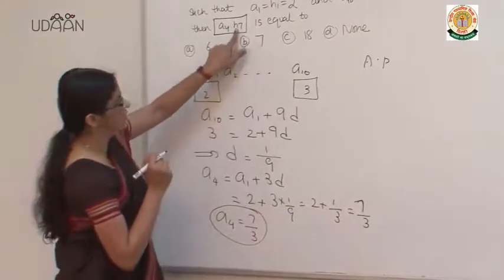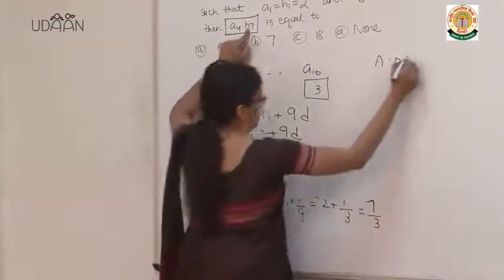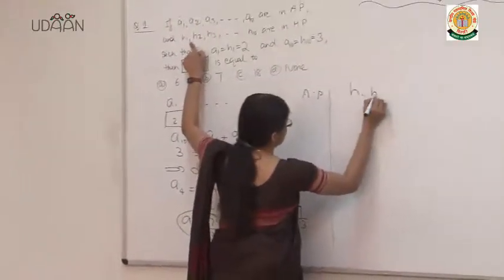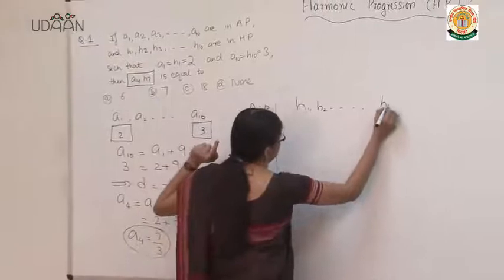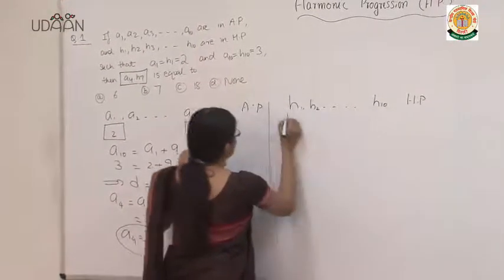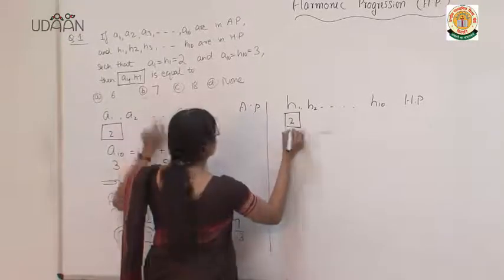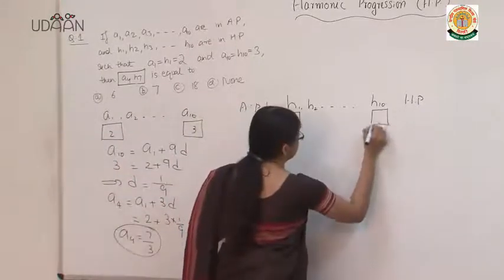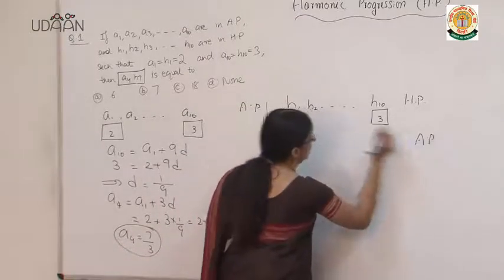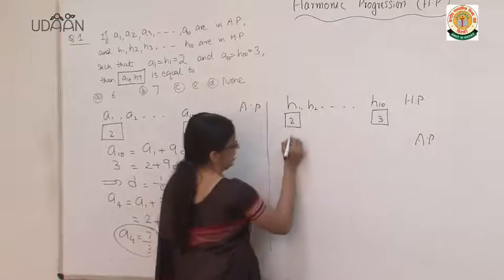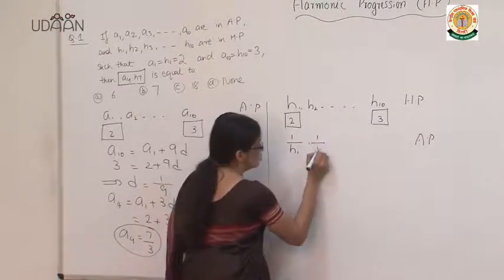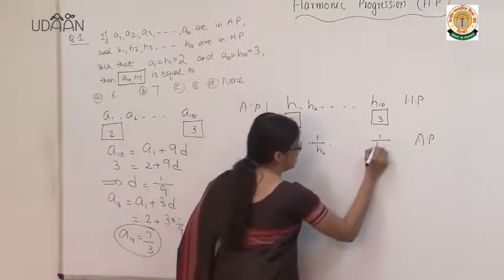Now, we need to find the value of H7. For that, we are given the sequence H1, H2, etc., H10. They are in harmonic progression where H1 is 2, H10 is 3. Can you say the sequence in arithmetic progression now? These terms are in HP, that means 1 by 2, that is 1 by H1, 1 by H2, etc., 1 by H10.